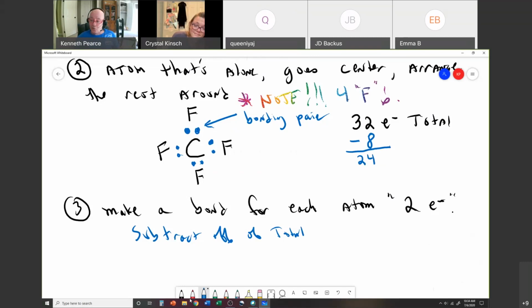Now, here's your second skill. Your first skill is to be able to add. Your second skill is to be able to subtract. Okay, so we have to be able to subtract off 8, and we have to go to 24.